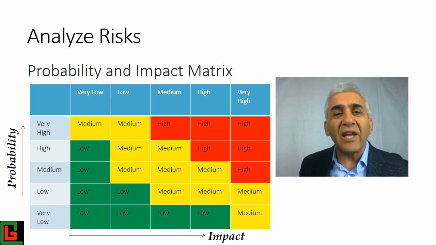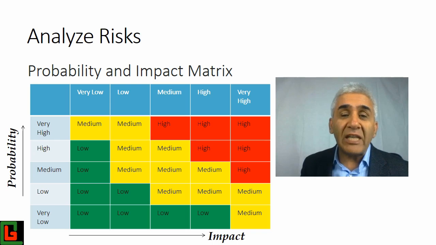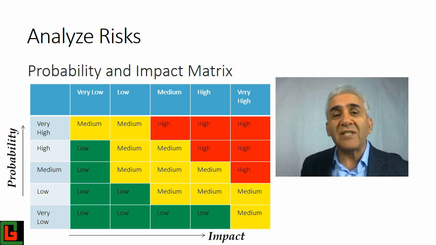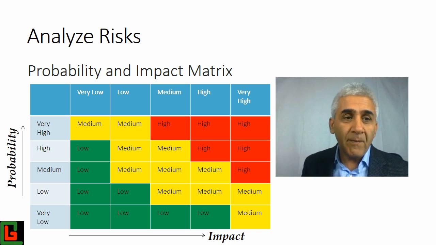This is another example of a matrix. Here, instead of assigning numbers 1 to 9, a particular organization has defined the impact and the probability on a scale of 5, from very low to very high. So this is just another example, and based on that, the overall risk is identified as high, medium or low.